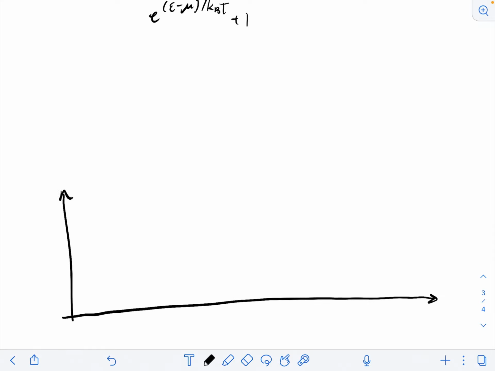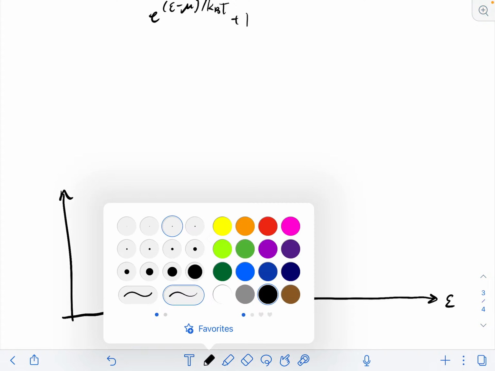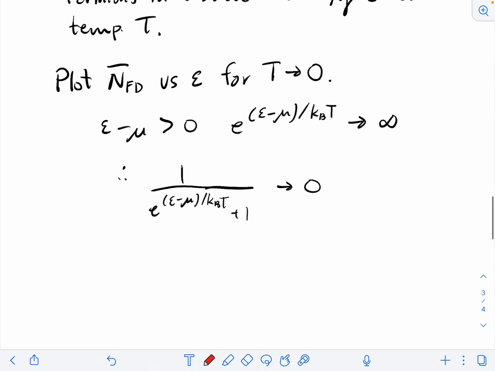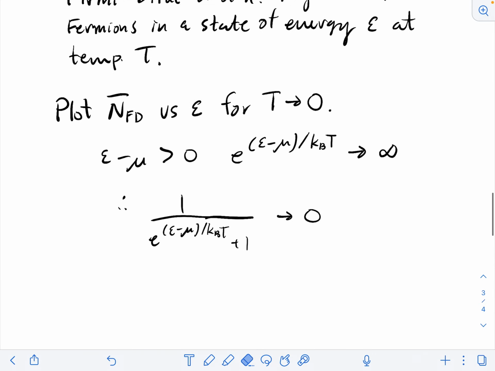And so here's epsilon, here's the chemical potential mu. We considered the case where epsilon minus mu is positive, and so that is this region, and we said that in this case the average number of fermions in that state goes to 0.